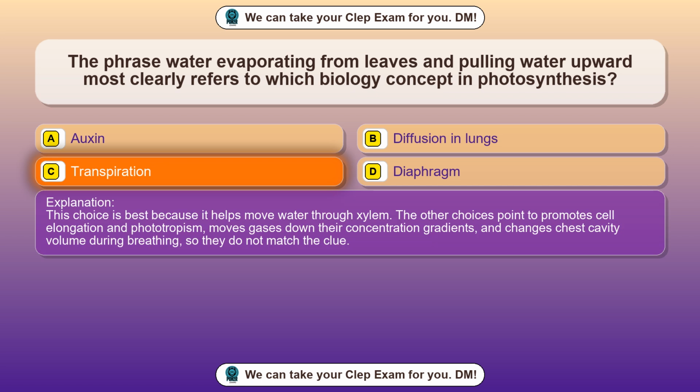This choice is best because it helps move water through xylem. The other choices point to promotes cell elongation and phototropism, moves gases down their concentration gradients, and changes chest cavity volume during breathing, so they do not match the clue.